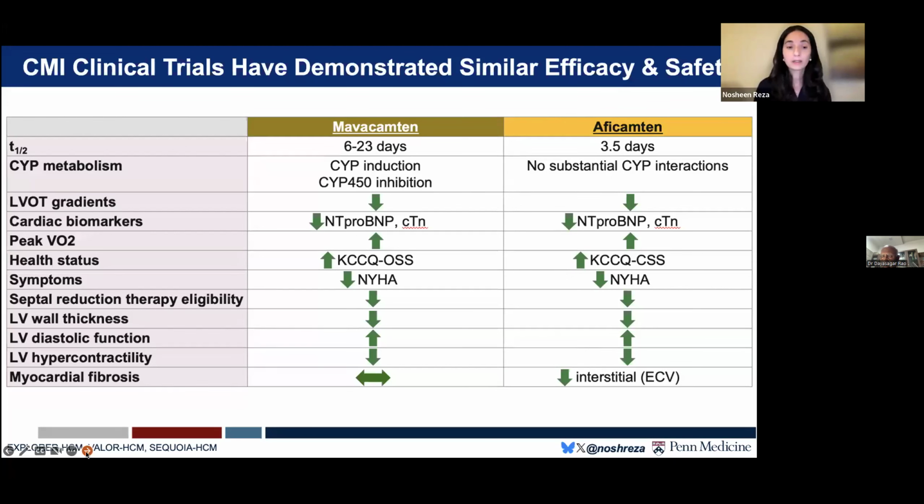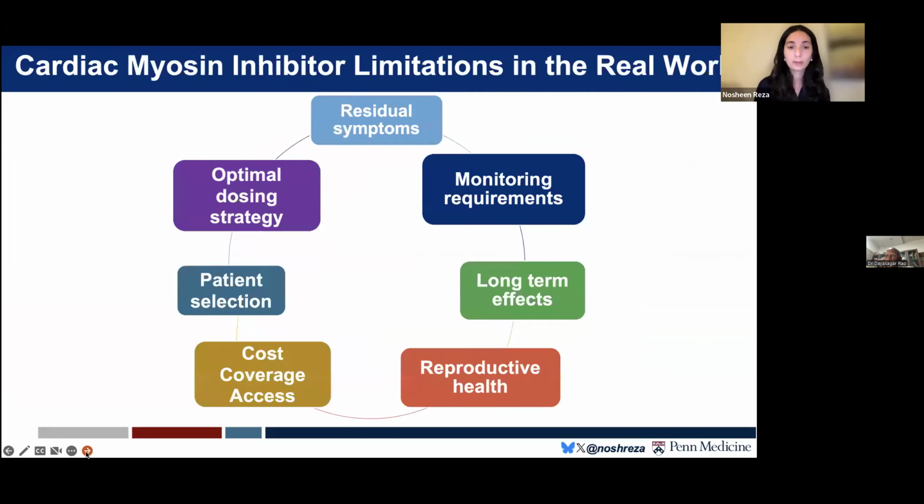Their benefits and their efficacy, as you can see, very similar throughout as we reviewed. Reduction in gradients, improvement in cardiac performance, reduction in biomarkers, improvement in health status, improvement in symptoms, and evidence of positive cardiac remodeling with decreased wall thickness, improved diastolic function, improved hypercontractility, and potentially reductions in myocardial fibrosis, although these structural changes were seen in imaging sub-studies. So again, a lot more to come with extended term follow-up.